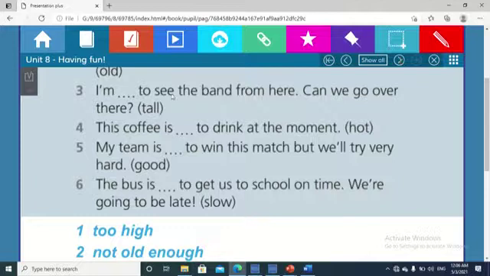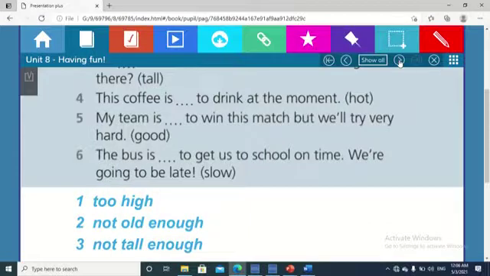I'm not tall enough to see the band from here. Can we go over there? So there's a problem. That's why we can't see. Here's the problem of your height. So I'm not tall enough. I need to be more. To have more of the adjective, it means to be taller.